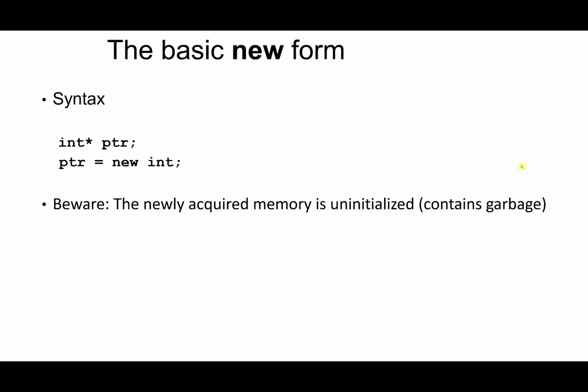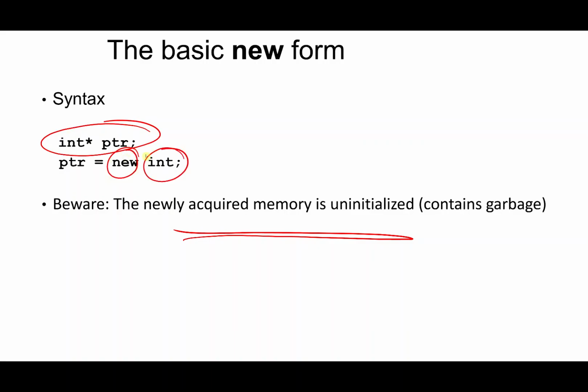How does the new command work? The new command is used to acquire memory from the heap. If we do int asterisk pdr, this is creating a pointer, then you ask by new for one location, for example, or multiple locations. We are going to see how we ask for multiple locations, like for an array. For one location, this is how it's used. You ask for one location, and if there are memory locations in the heap to satisfy the request, a pointer is returned, and you store it in pdr.